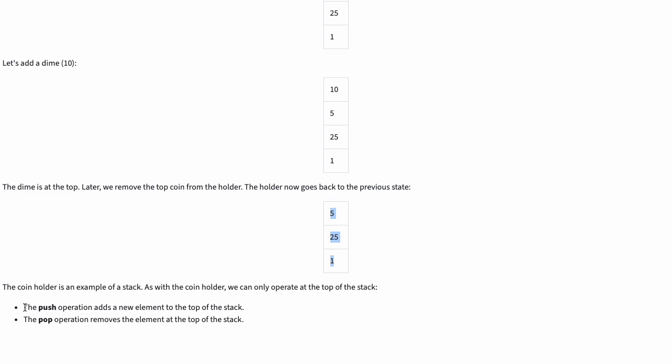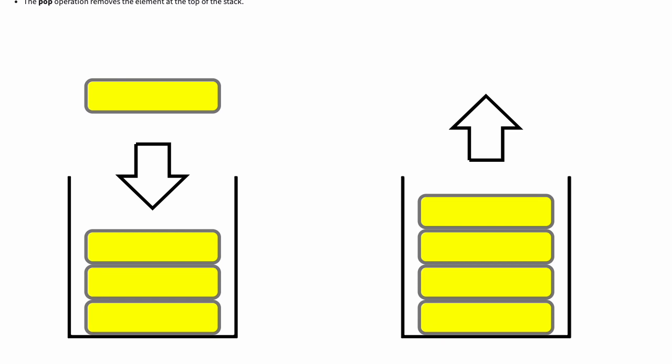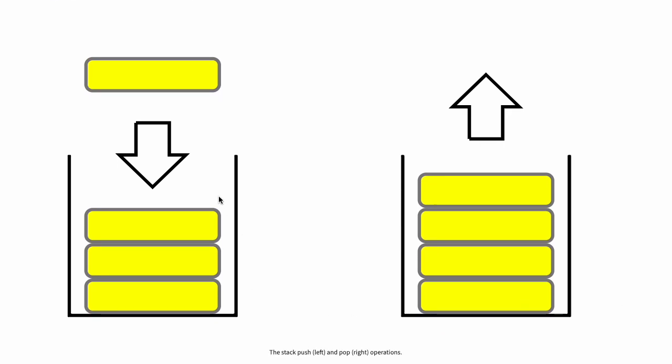The push operation adds a new element to the top of the stack, and the pop operation removes the element at the top of the stack. On the left, we have an example of a push operation where the element is being pushed to the top of the stack. And on the right, we have an example of a pop operation where the top element would be popped out of the stack.